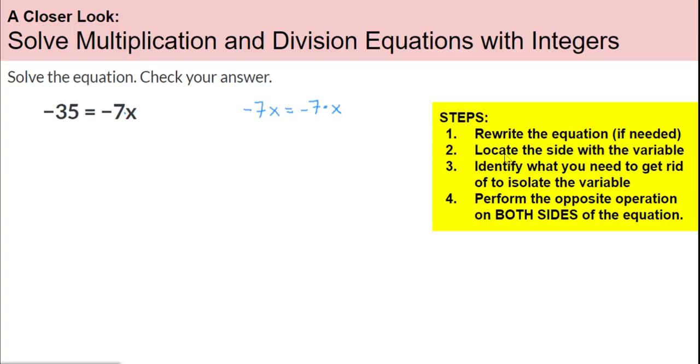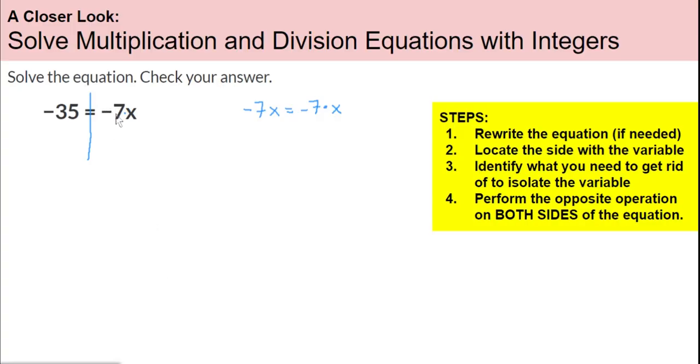Step 2, locate the side with the variable. Is the variable on the left side or the right side? The variable is on the right side. Remember, there's two sides to an equation. Identify what you need to get rid of to isolate the variable. What do we need to get rid of to get x by itself?